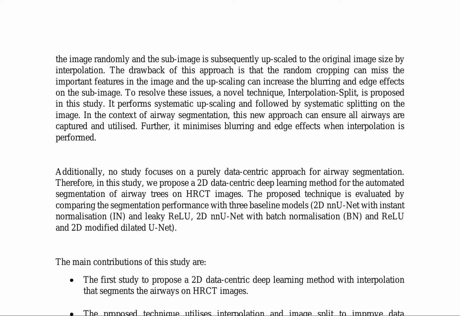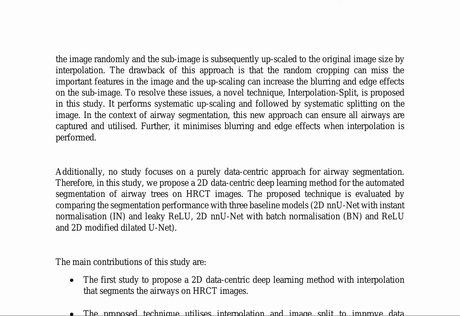To mitigate these limitations, this study introduces interpolation-split, a novel technique that systematically upscales images followed by systematic splitting. This approach ensures the capture and utilization of all airways while minimizing blurring and edge effects. This study pioneers a purely data-centric approach for airway segmentation, leveraging a 2D deep learning method for automated segmentation of airway trees on high-resolution computed tomography (HRCT) images.